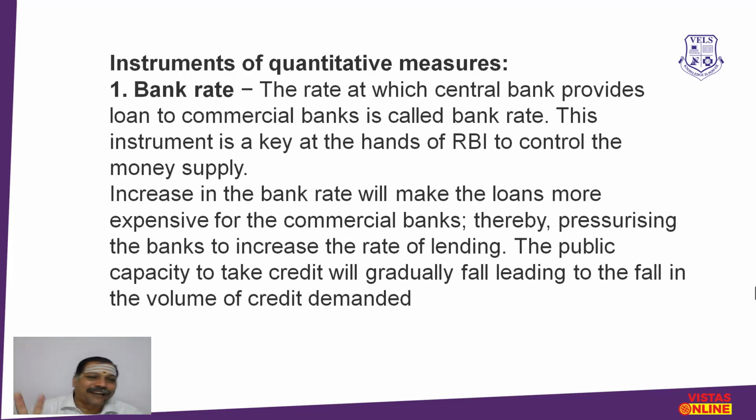The first one is the bank rate policy. The rate at which the central bank provides a loan to the commercial banks is called the bank rate. This instrument is a key in the hands of the central bank, that is the Reserve Bank of India, to control the money supply. An increase in the bank rate will make the loan more expensive for the commercial banks, thereby pressurizing the banks to increase the rate of lending. The public's capacity to take credit will gradually fall, leading to a fall in the volume of credit demanded. So, this may be used as an anti-inflationary measure.